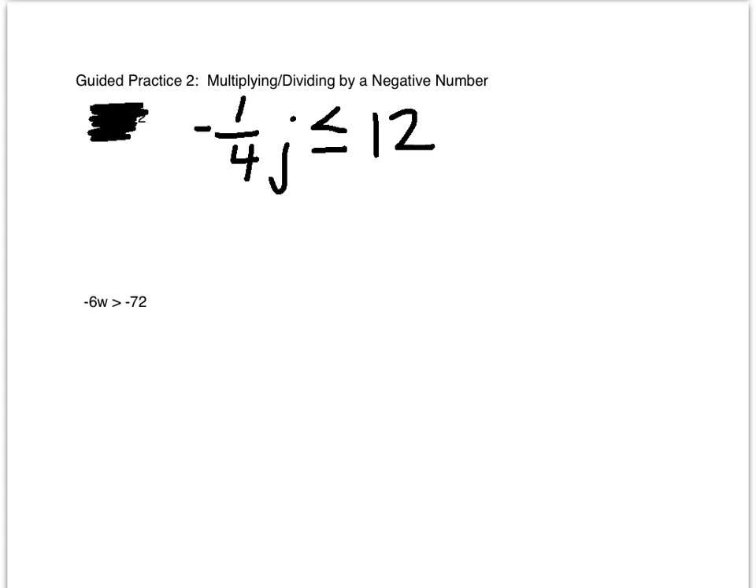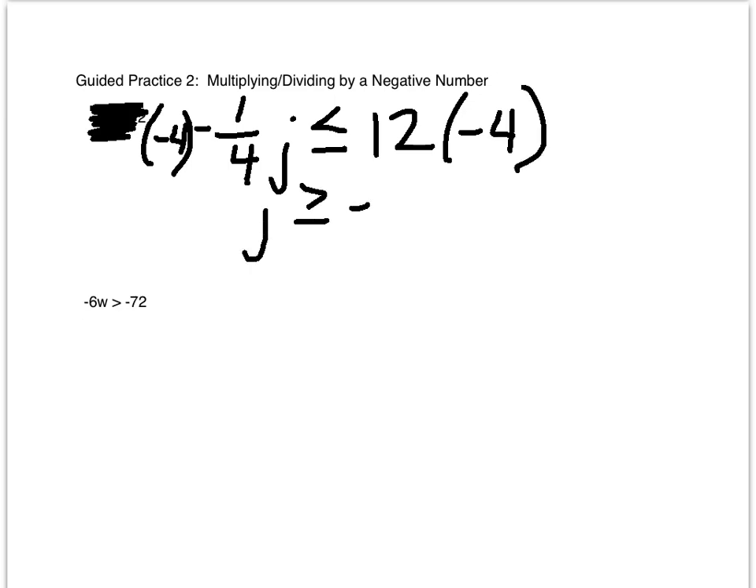Now let's try some problems together. The first example is negative 1/4 j less than or equal to 12. In this case, we need to multiply both sides by negative 4. And that will leave us with j is greater than or equal to negative 48. Keep in mind that we had to switch our symbol because we multiplied by a negative.